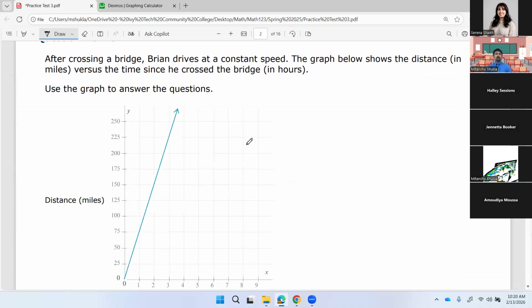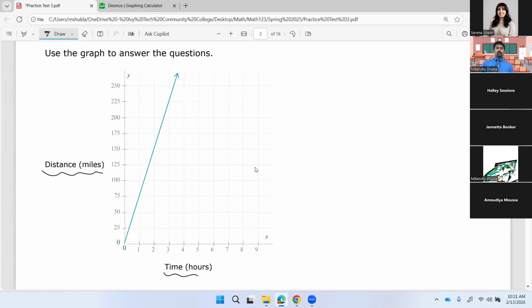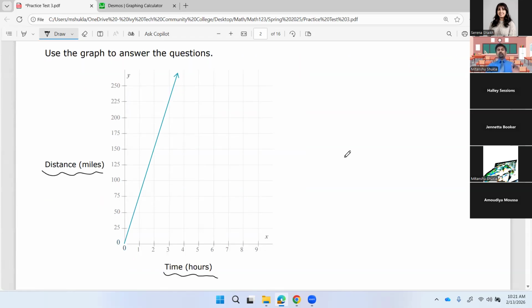Number 4: After crossing a bridge, Brian drives at a constant speed. The graph below shows the distance in miles versus time. So I've got distance, and I've got time in hours. Use the graph to answer the question. Well, before we jump to the question, again, this is a straight line. Agree, disagree, or not sure, guys?